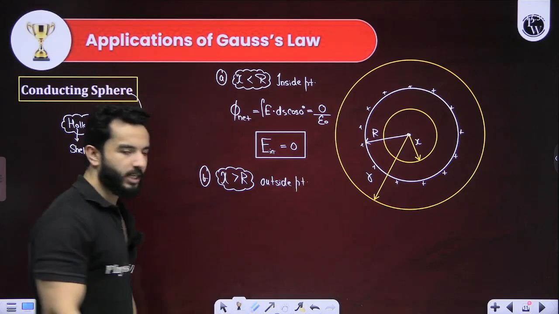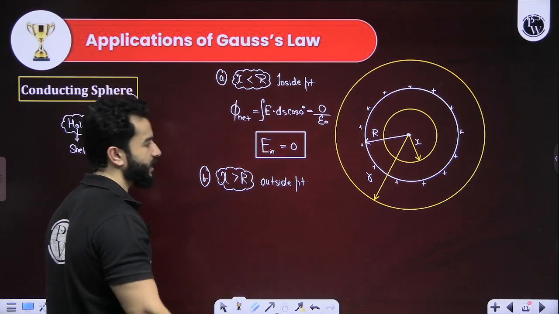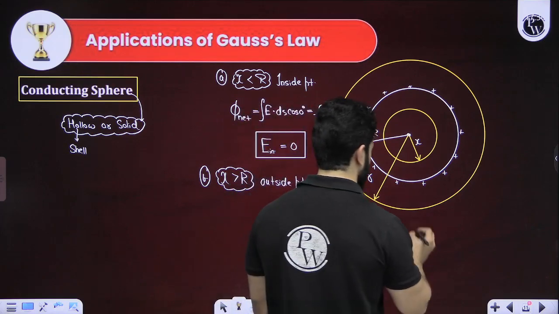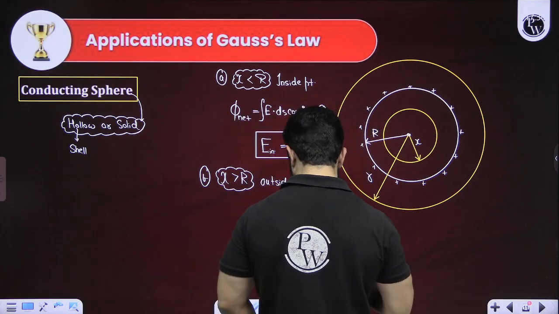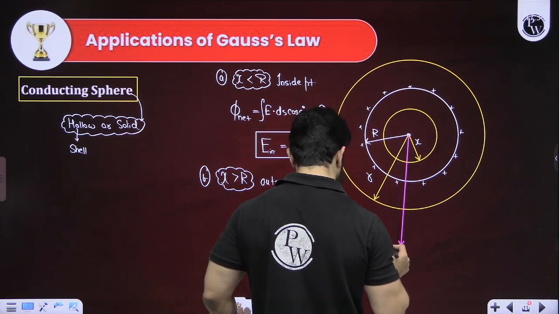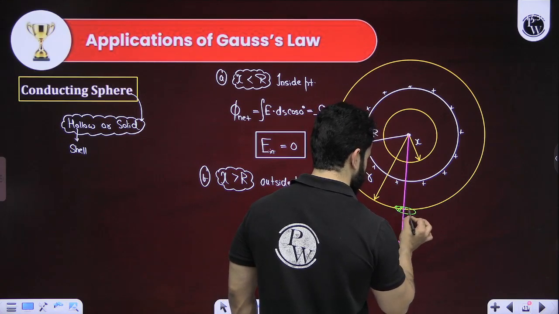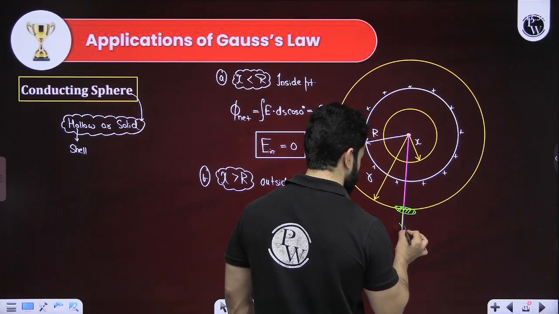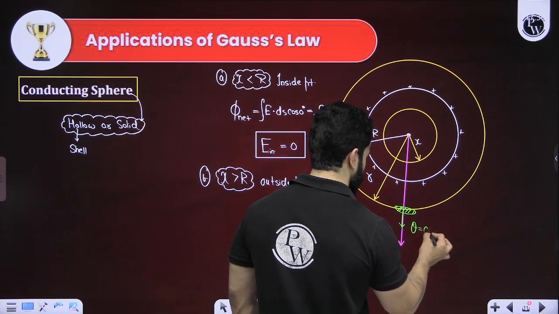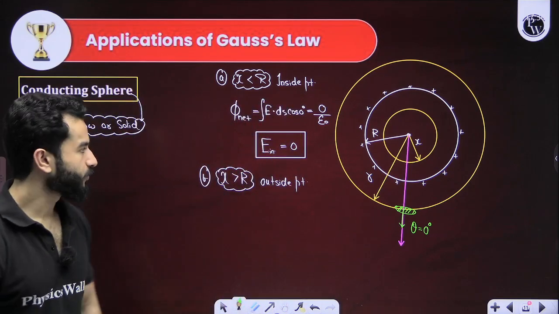So for an outside point, let's suppose my electric field will come something like this, and at this point the area ds will be drawn something like this. This is the ds. So at all points the angle will be 0 degree.